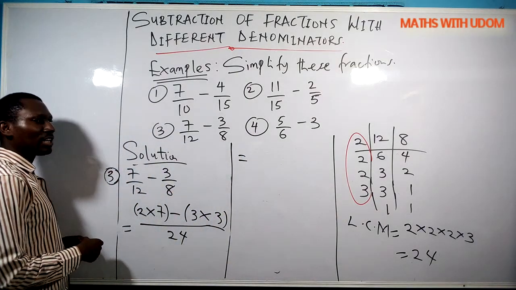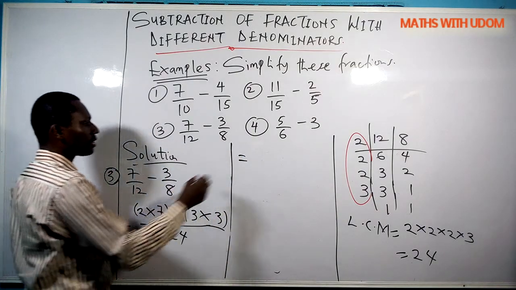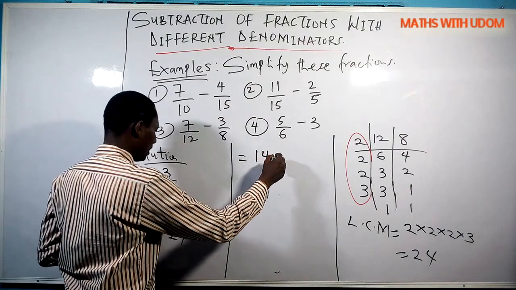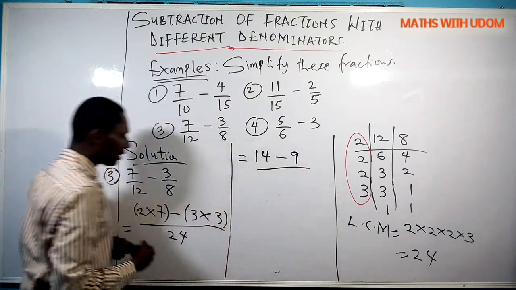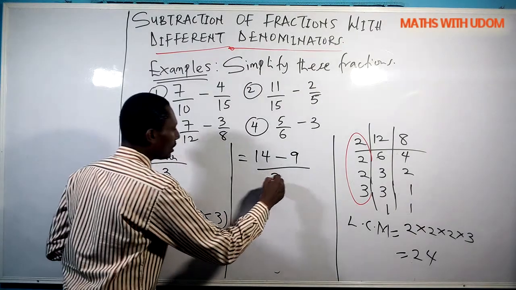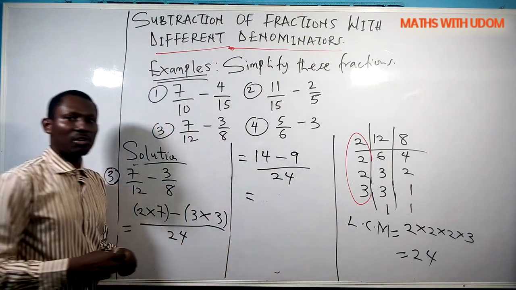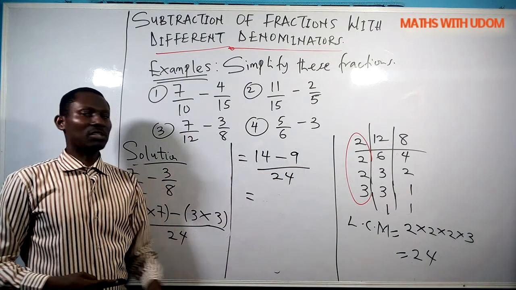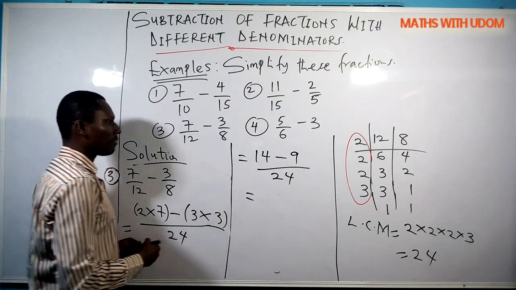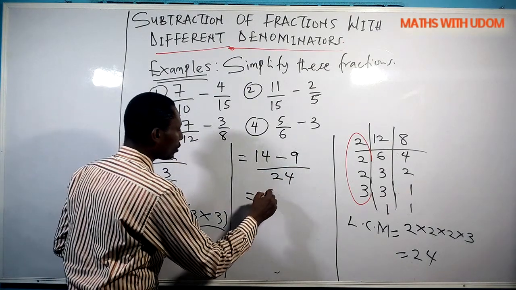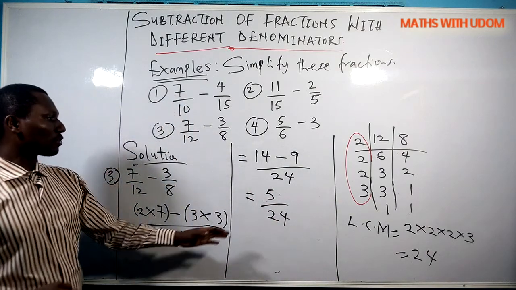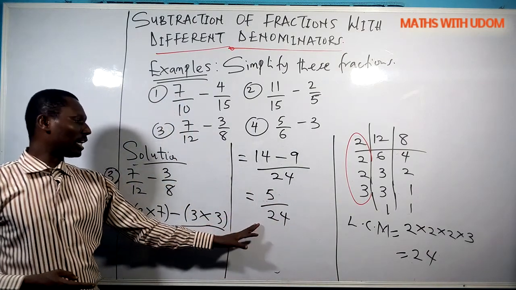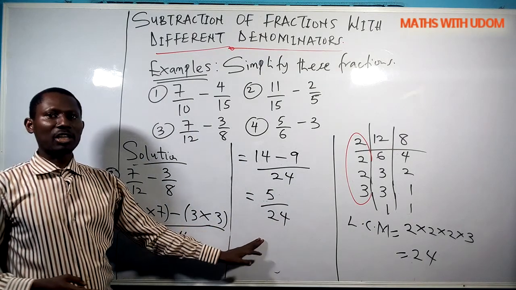Then we'll come to this side and continue. So let's multiply the numerator. 2 times 7 is 14. So 14, take away 3 times 3, which is 9. Okay? And that will give us, divided by 24. Now, what is 14 minus 9? It will give us 5. So we have 5 over 24. And that is how to solve such a problem. We have gotten a proper fraction.